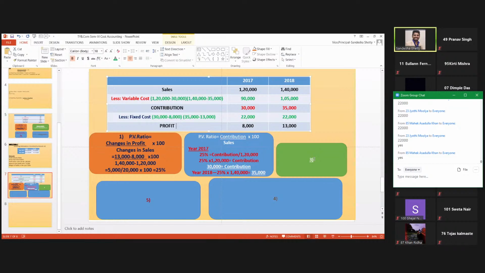Now can we go for the second question? So your second question starts now. Tell me, what is the second question? Break even point. Break even point is equal to fixed cost divided by PV ratio.